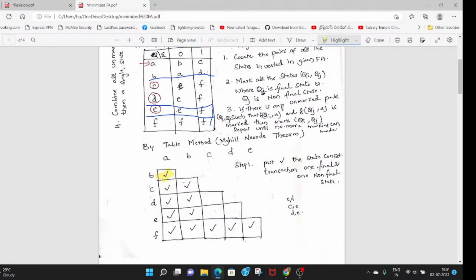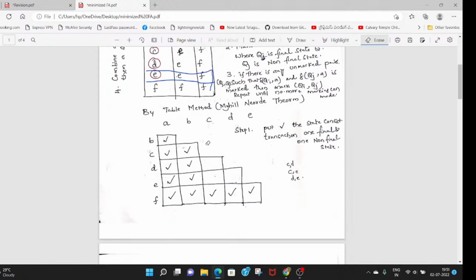Okay, for this I'm having one final state C, right? So we have to take this one also tick mark. Okay, fine. So now in the next step, step 3, you have to check whether it is possible. In the next level we have to make ticks for these unchecked boxes.